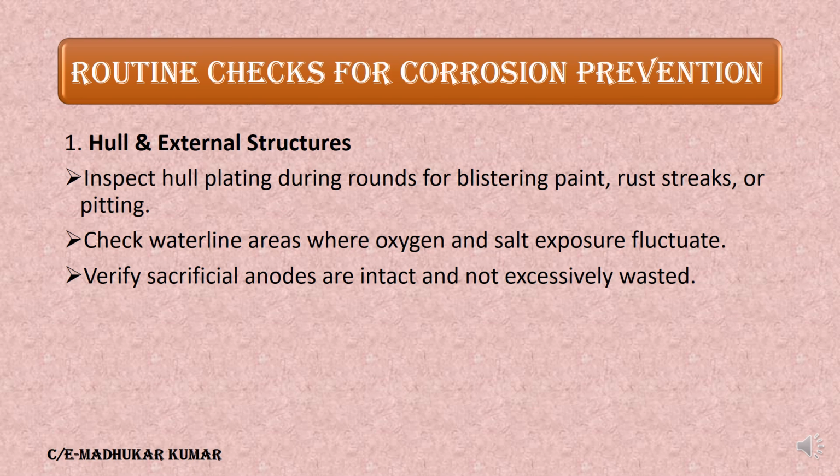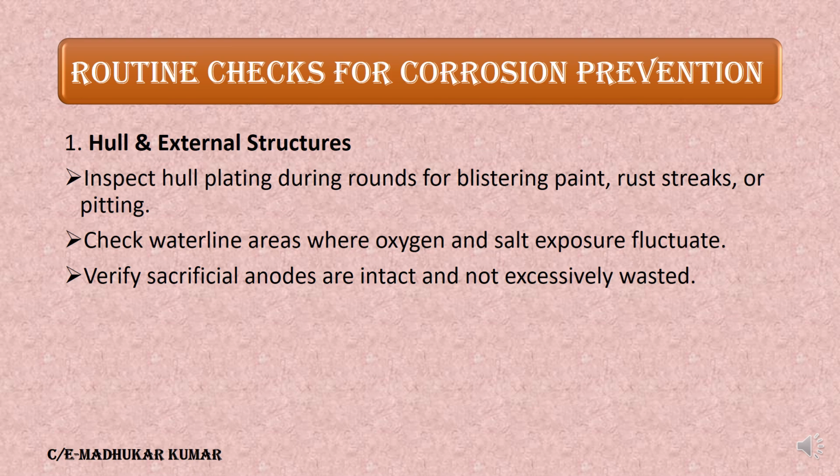Routine checks: hull and external structure. Yes, inspection, hull painting. Look for blistering paint, rust streaks, and pitting. So what you have to do is check on it and see that it is not happening. Check waterline areas where oxygen and salt exposure fluctuates, where you have more corrosion. So hull and superstructure require regular maintenance, that is, your inspection and the painting part.